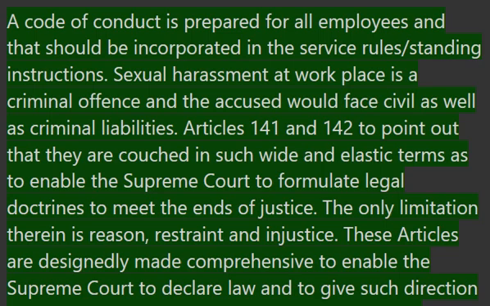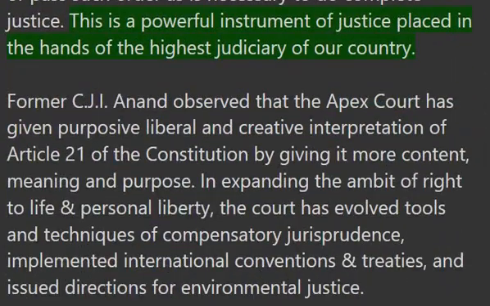Articles 141 and 142 are couched in such wide and elastic terms as to enable the Supreme Court to formulate legal doctrines to meet the ends of justice. The only limitation therein is reason, restraint and injustice. These articles are designedly made comprehensive to enable the Supreme Court to declare law and to give such direction or pass such order as is necessary to do complete justice. This is a powerful instrument of justice placed in the hands of the highest judiciary of our country.